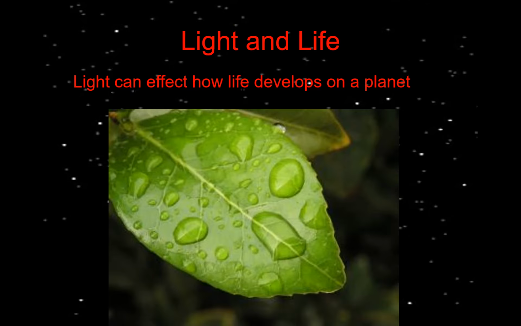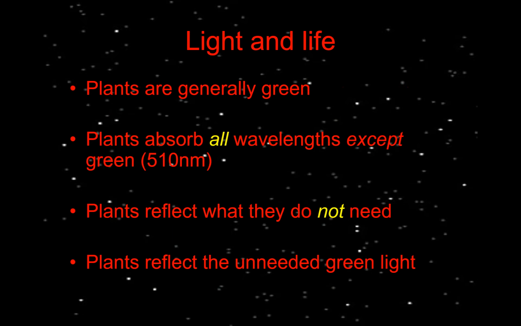If we're looking for life on other worlds, quite often plants form the basis of most ecosystems, and light can actually affect how life develops on a planet. So if we take something like plants, they're generally green. That means they absorb all wavelengths except green, and they're throwing away what they don't need to generate energy. So we're seeing what plants don't need. So they absorb all wavelengths except that around 510 nanometers, 510 billionths of a meter.